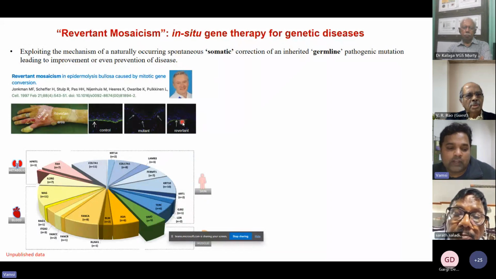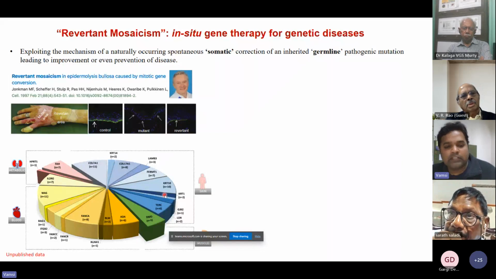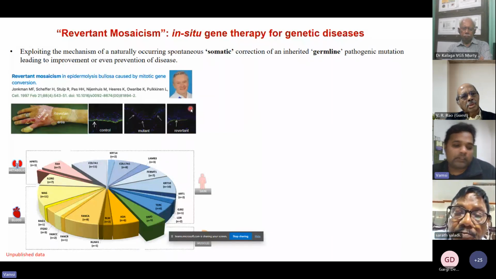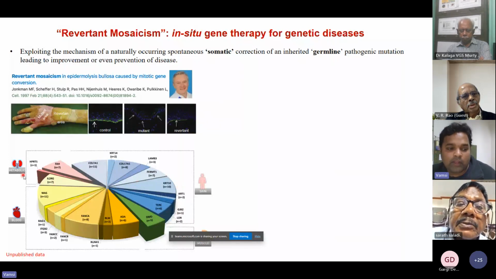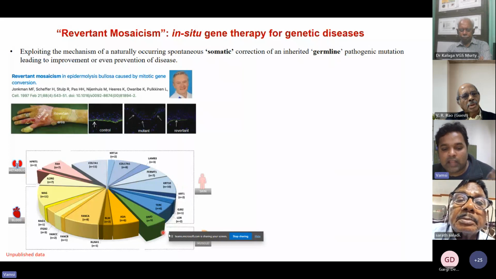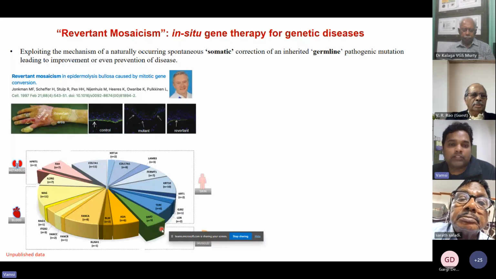So the first question that I asked in my lab is, is this only specific for EB, or is it present everywhere? A careful literature survey showed that it is not only in skin, but also in metabolic diseases, blood diseases, and muscular diseases like Duchenne's muscular dystrophy. This revertant mosaicism is a very important component wherein germline defects are getting corrected by somatic events.